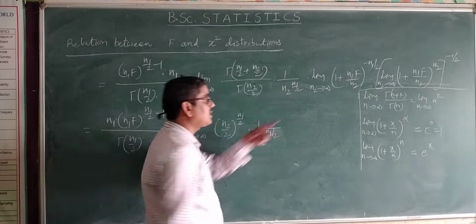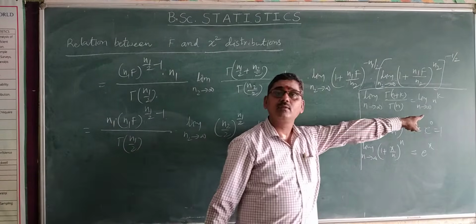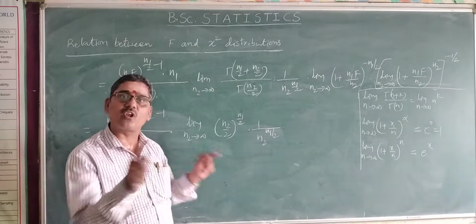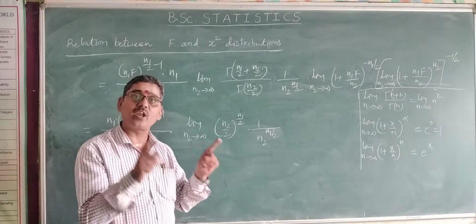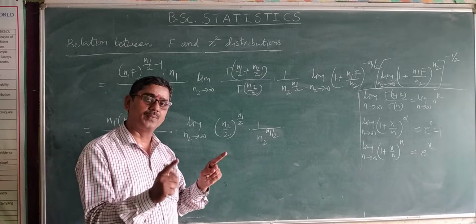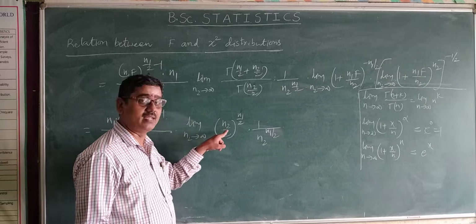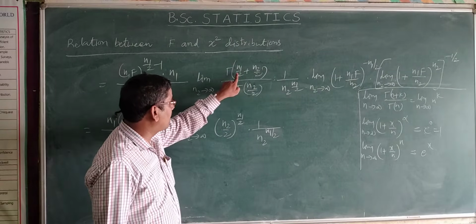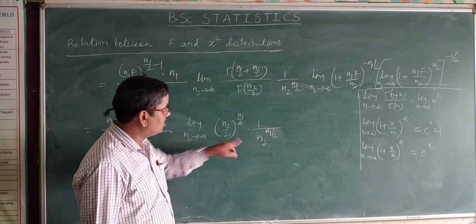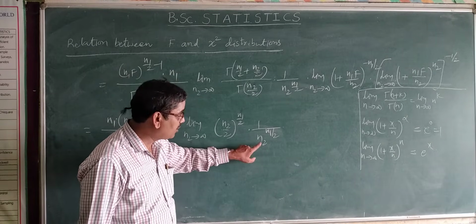Hope you understand why I have taken limits here, because the term n2 is still there, so you have to apply the limits for n2. You remember that. n2 remains here: n power k, n2 by 2 whole power n1 by 2, multiplied by 1 by n2 power n1 by 2.